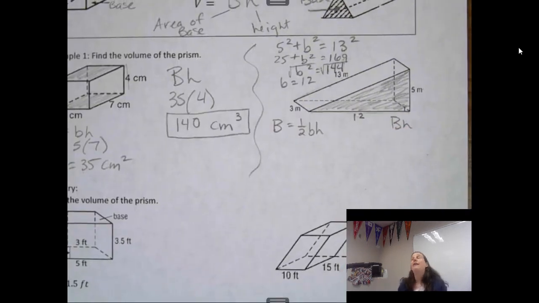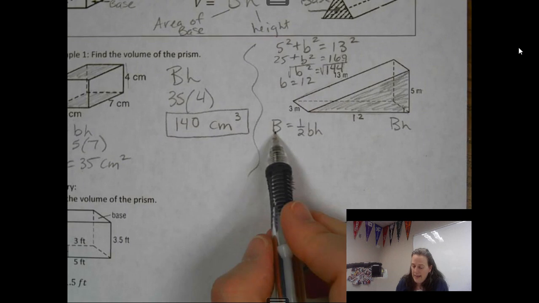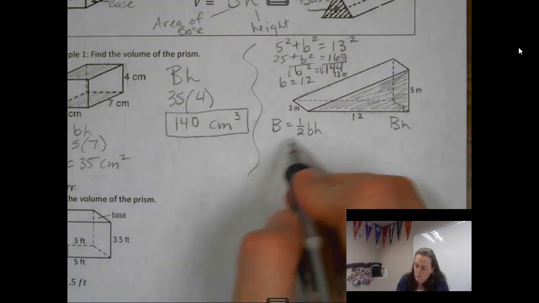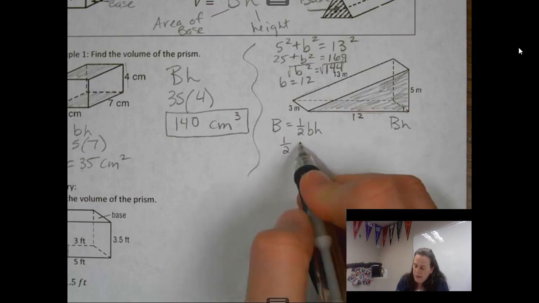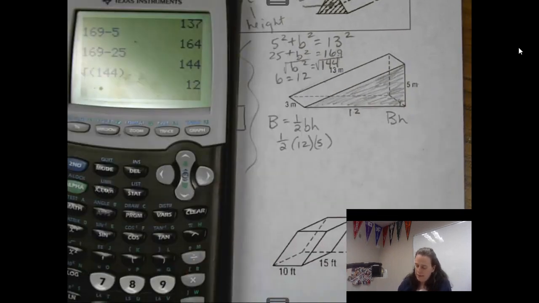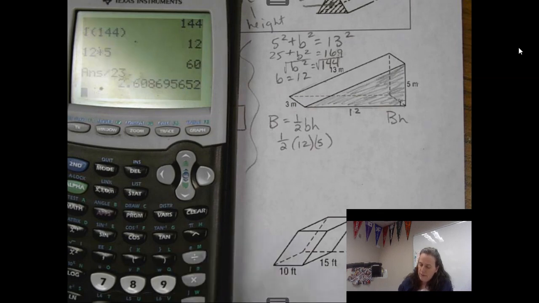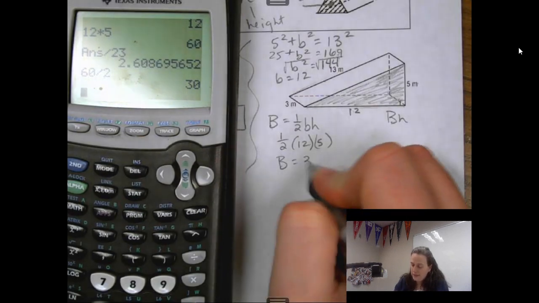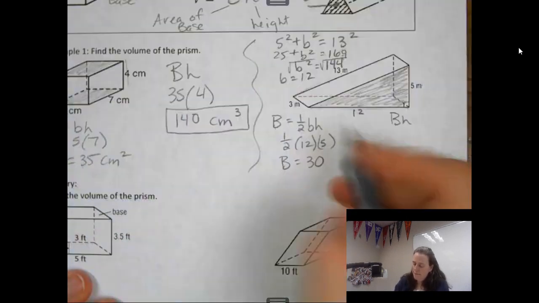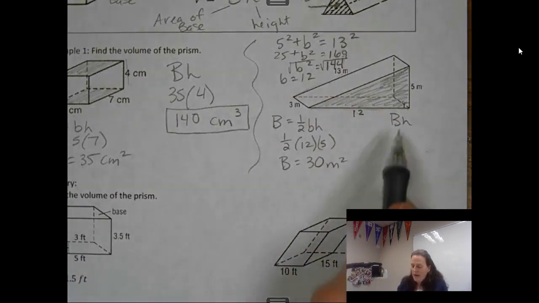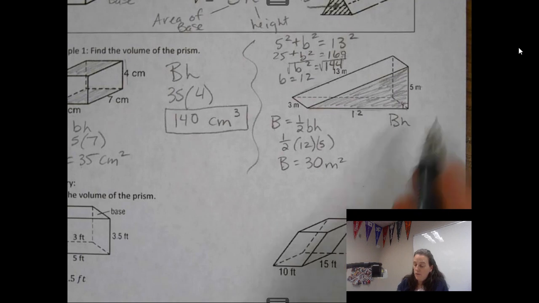Now we're ready to find the area of this triangular base. 1/2 times 12 times 5. And 12 times 5 is 60. Divide that by 2. And we should get that the base area is 30 meters squared.